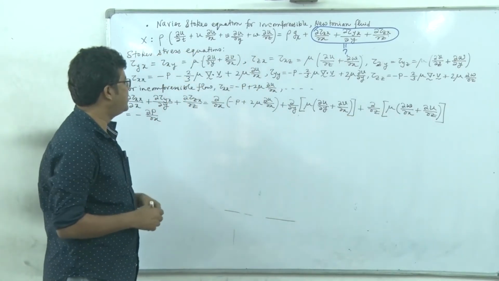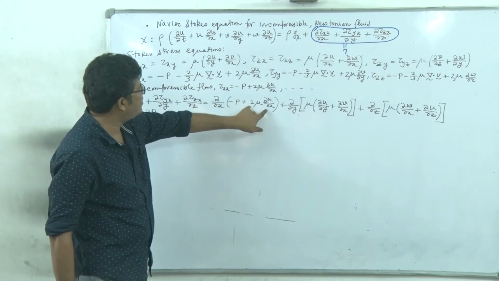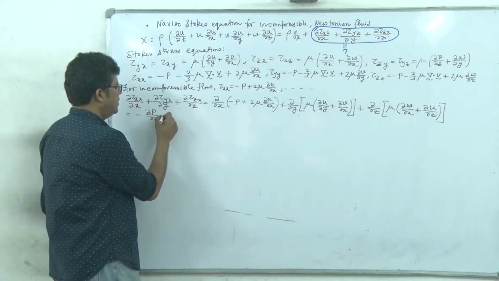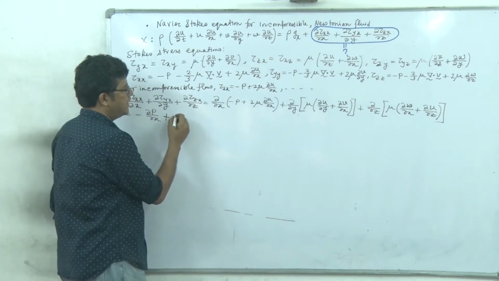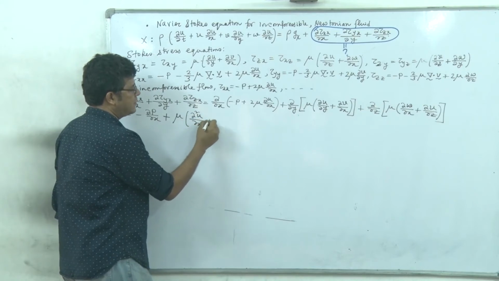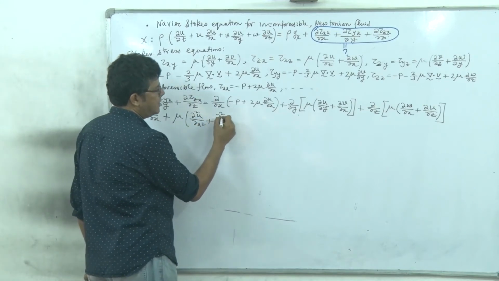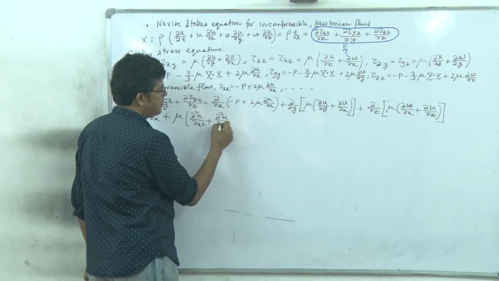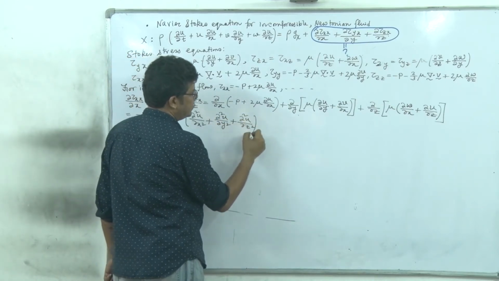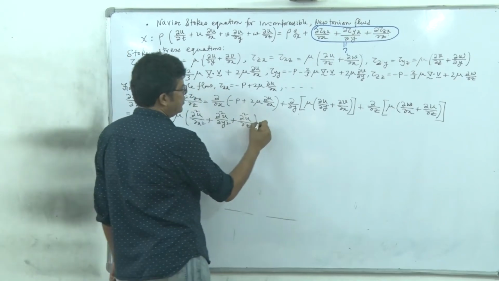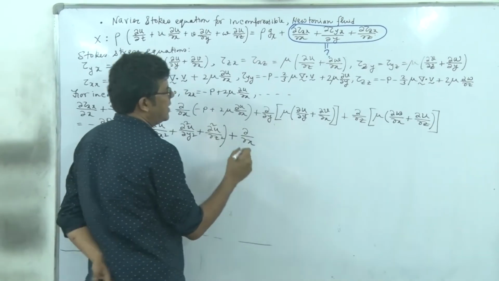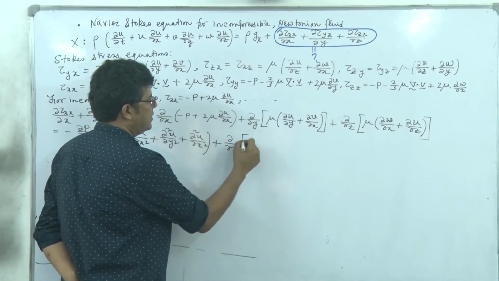Now let's group the pure second order derivative terms, and we will be taking out of these two, we will only take one. So what will be the expression? That is mu into del square u del x square plus del square u del y square plus del square u del z square.